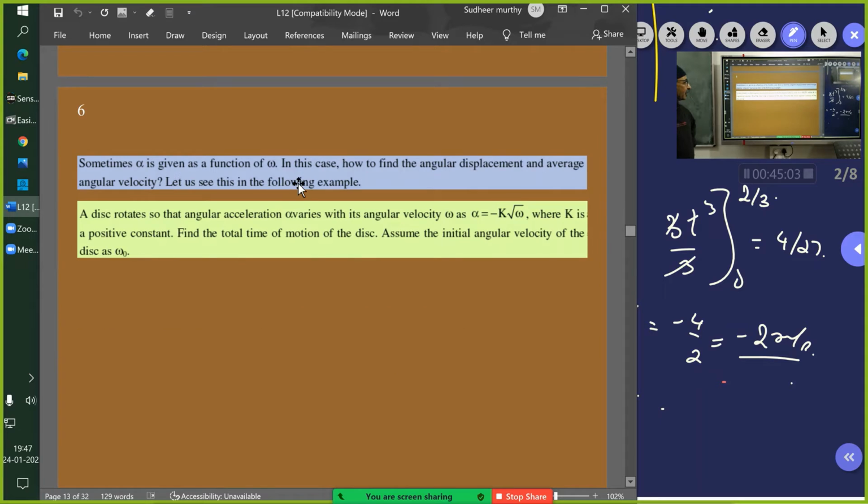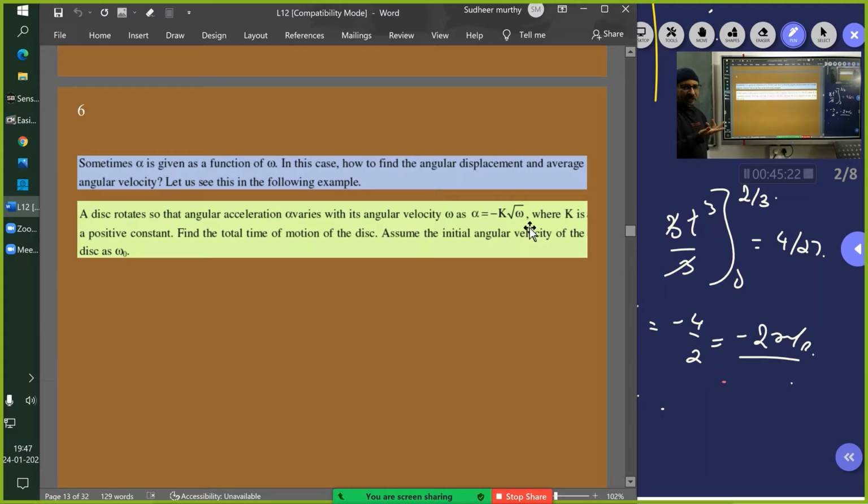So sometimes alpha is given as a function of omega. In this case, how do we find the angular displacement and average angular velocity? Okay, so let us solve this example. Here you see, angular acceleration alpha varies. So alpha is a function of omega.